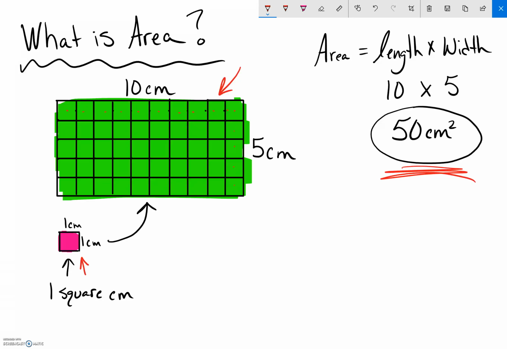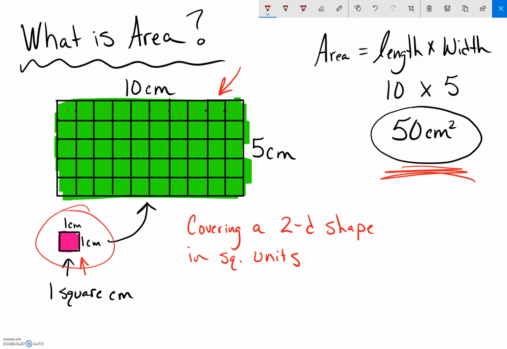So that's area. It is covering a 2-dimensional shape in square units. So how many square units does it take to cover a shape? In this case, it's 50. And those squares fit real nicely inside of a rectangle. You can see how 50 of them fit just perfectly. What happens when we have a shape like a circle and we're trying to make square units fit inside of that? Let's take a look.